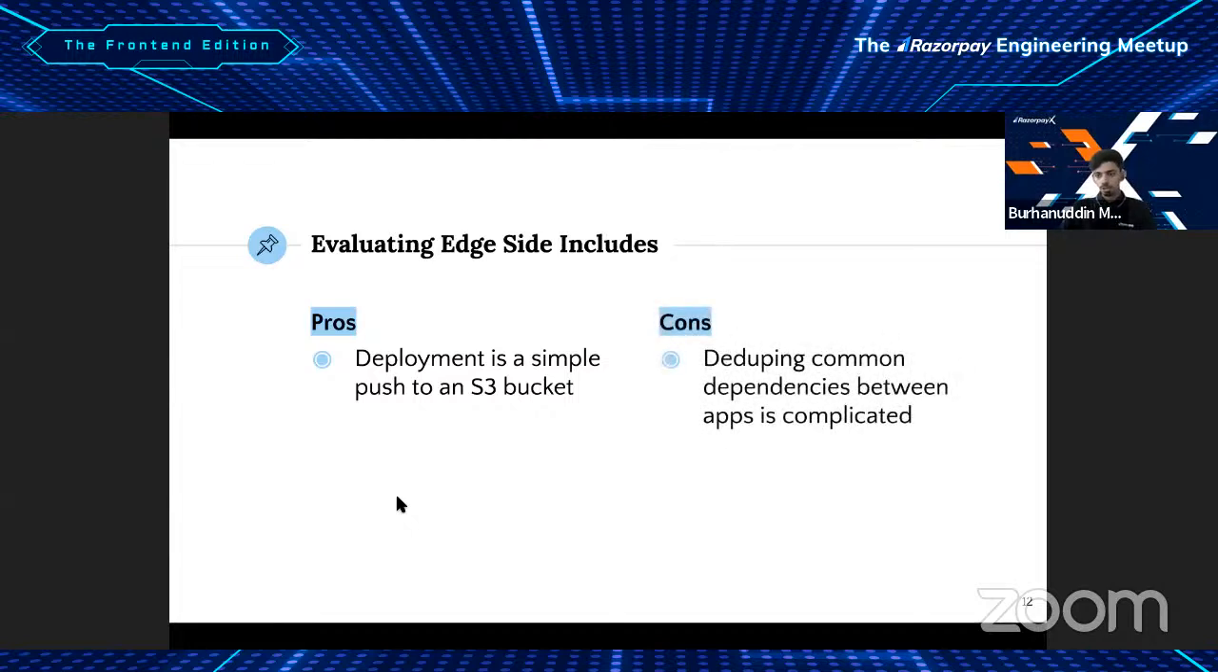So talking about the cons, deduping common dependencies between apps is complicated. Now you can only imagine, like I previously said, you only want one copy of React. So you'd have to go into the Webpack config and tell Webpack not to bundle React because that would be available in your apps and you don't want to ship it with this library. And you'd have to do it with every shared dependency, and this would get really painful really quickly.